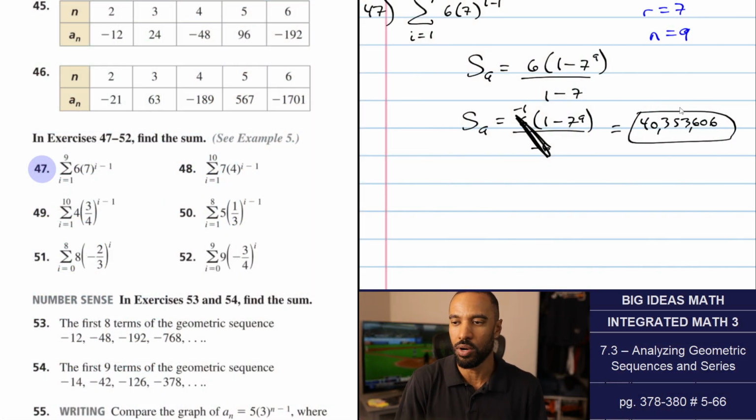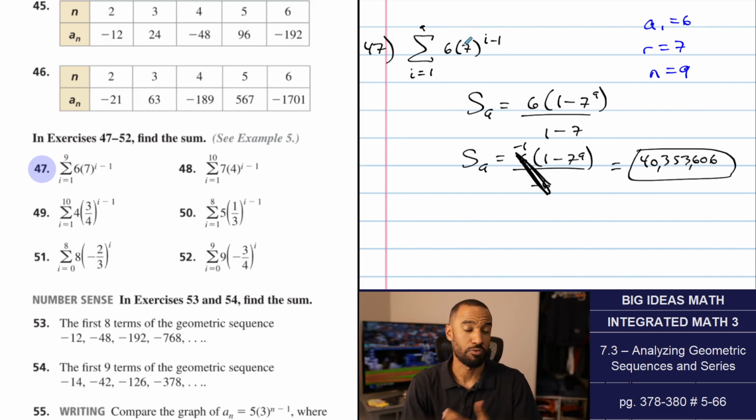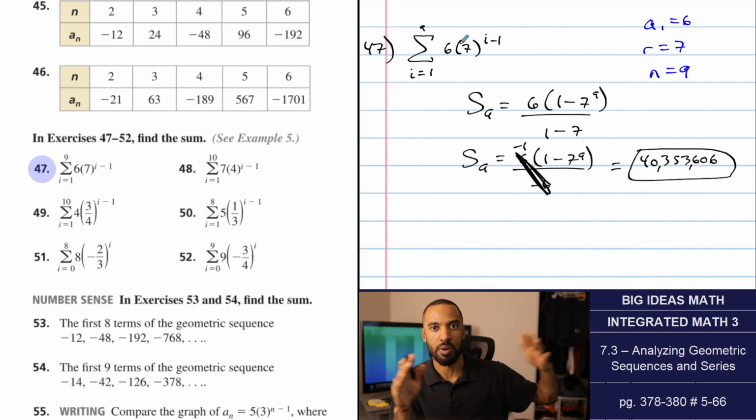Now, it's worth mentioning what kind of answers you do expect sometimes. If you notice, we don't have the sequence, but if you notice, the first term is 6, the second term would be, I guess, 42, and bigger is positive numbers.